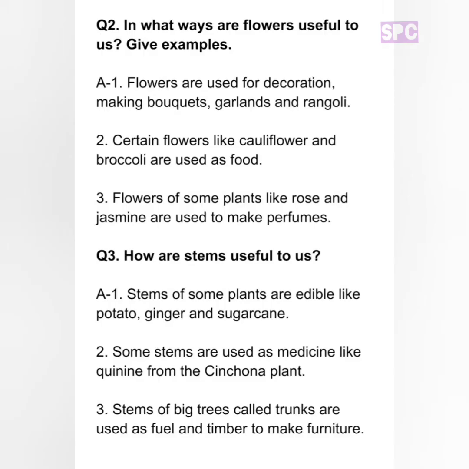Question number 2. In what ways are flowers useful to us? Give examples. Answer. Flowers are used for decoration, making bouquets, garlands and rangolis. Certain flowers like cauliflower and broccoli are used as food. Flowers of some plants like rose and jasmine are used to make perfumes.